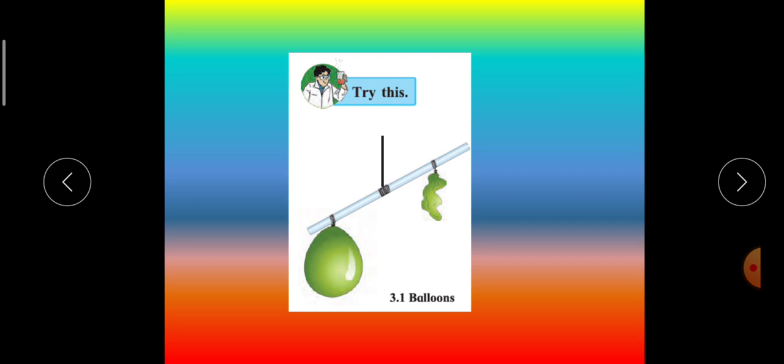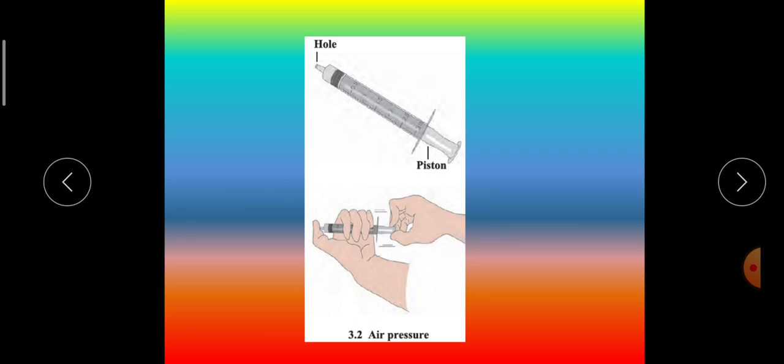And since when we put air in the balloon it expands in size, that means it is occupying space. So air has mass and it has weight. The next activity that you have is you have to take an injection syringe without the needle, pull its piston and observe it as you do so. What you observe is the piston can be pulled out easily, and when you pull the piston, it remains in that position even if you let it go.